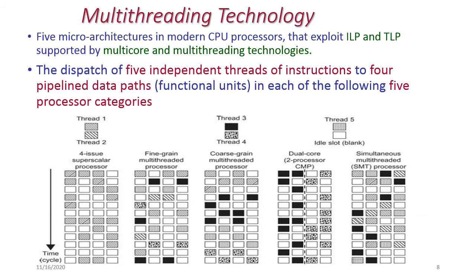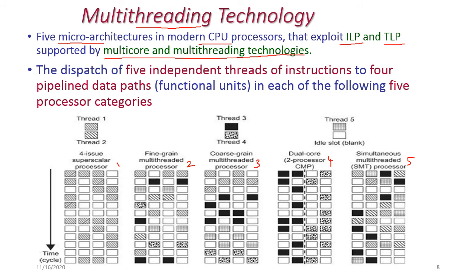The next important one is multithreading technology, that is, multiple threads will be executed on a single CPU processor. In this diagram we have 5 microarchitectures in a modern CPU processor. This is architecture 1, 2, 3, 4 and 5. 5 different CPU architectures exploit instruction level parallelism and task level parallelism, that is ILP and TLP, supported by multicore and multithreading technologies.